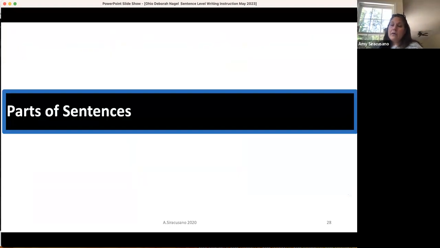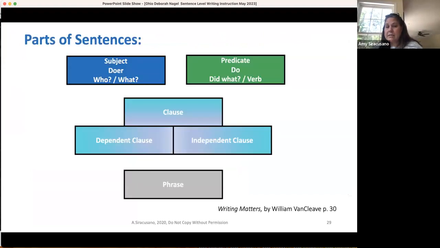Okay. The other part of language instruction is understanding parts of sentences. So we need kids, and this is going to shift over time. Oh, that's another thing I want to put in the Padlet, pattern sequence. Okay, sorry, making myself a note.